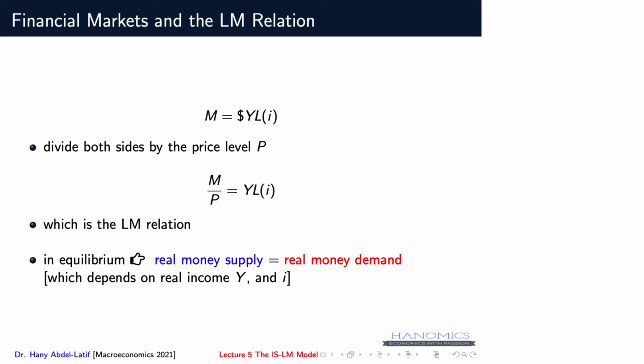Divide both sides by the price level, which will give me M over P. This is the real money supply, equals, now rather than having the nominal income here, I'm actually having only Y, because the nominal income divided by the price gives you the real income. So what we have here is real money demand, or real demand for money, on the right-hand side. That will make it more convenient now when we derive the LM curve.